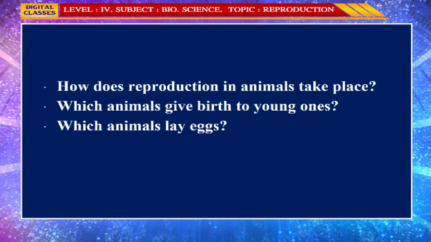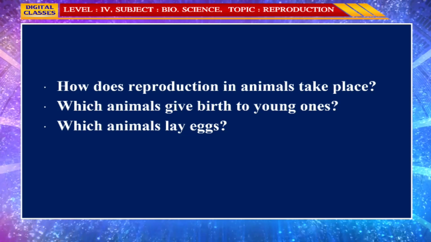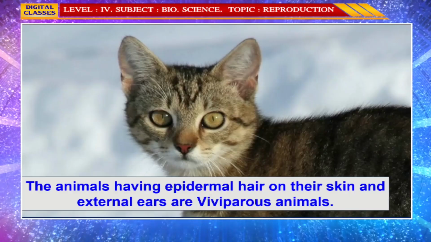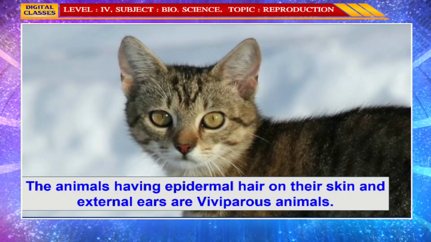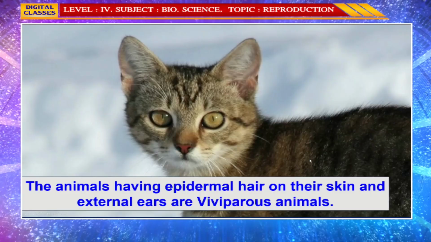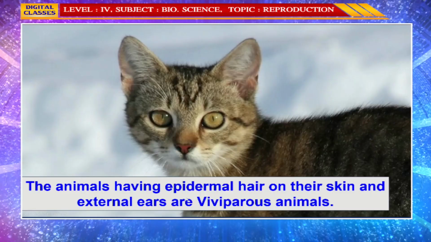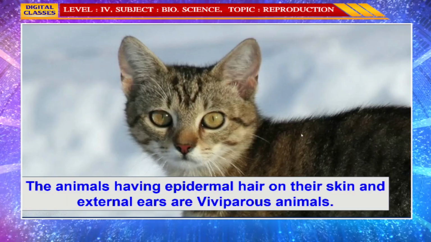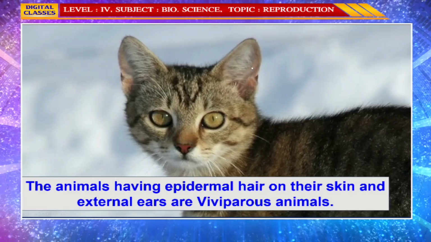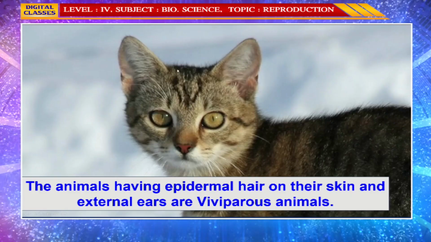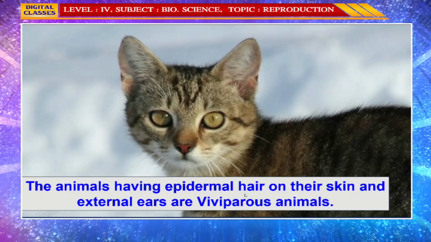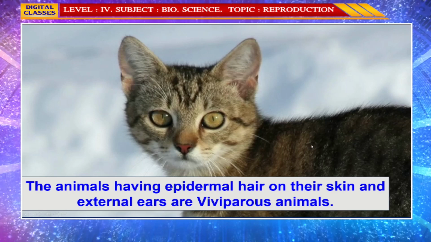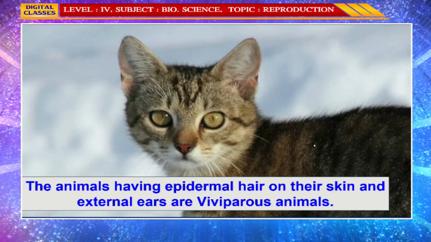How does reproduction in animals take place? Which animals give birth to young ones? Which animals lay eggs? Let us see. The animals having epidermal hair on their skin and external ears are called viviparous animals. These animals have epidermal hair on their skin and they have external ears also. So, such type of animals are called viviparous animals.